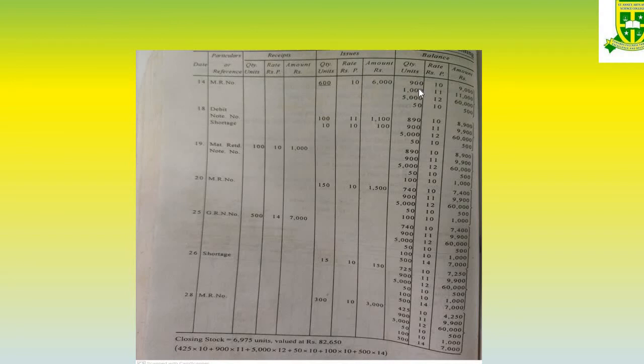We have available in stock 900. From 900, I am issuing only 10. The cost is 10. The total is 100. So 900 minus 10, the balance is 890 at 10, 8,900. And from 1,000, I have issued 100. So 900 at 11, 9,900. Thus, I have not made any change, so I am writing it as it is.